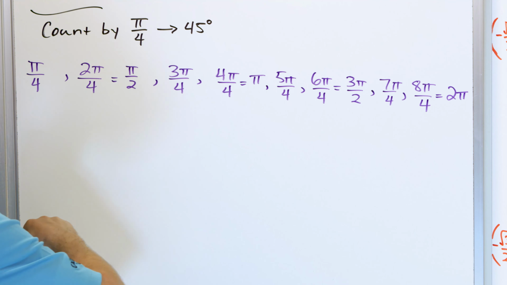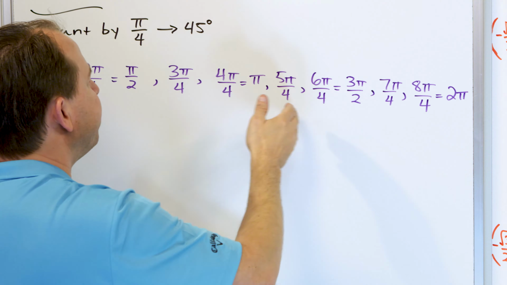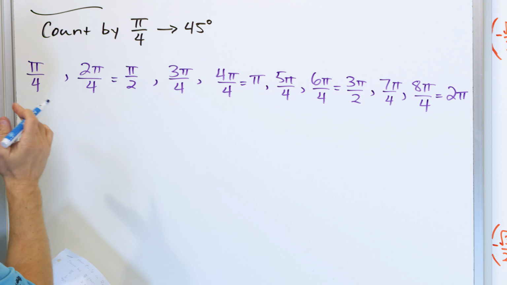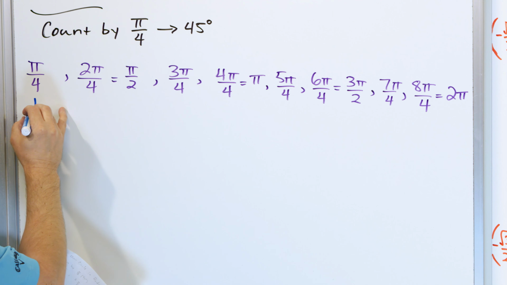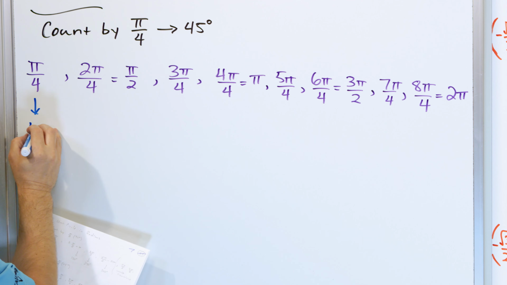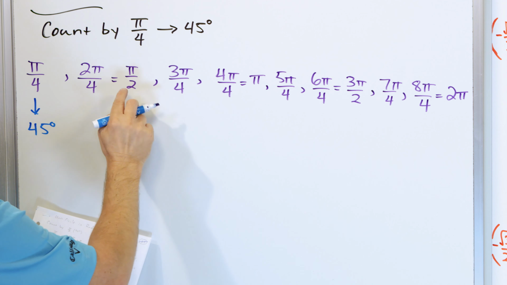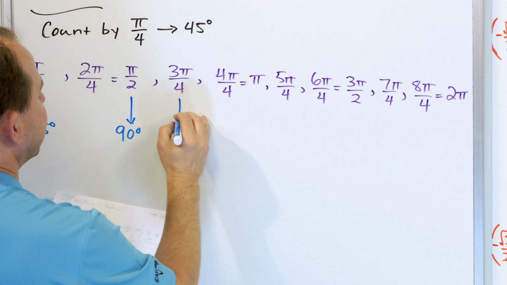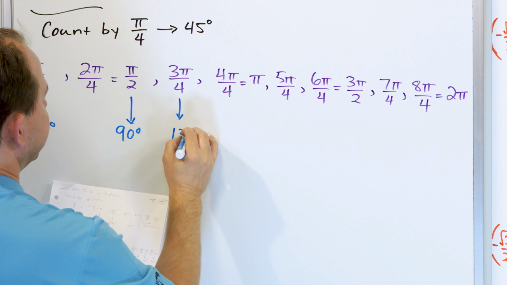So you see what's going on? You just count by pi over 4s, but some of the fractions get simplified. That's what's written on the unit circle. So this one is your basic 45-degree position. Pi over 4 is 45 degrees up, then pi over 2 is 90 degrees. Then you have the 3 pi over 4, which is 135.